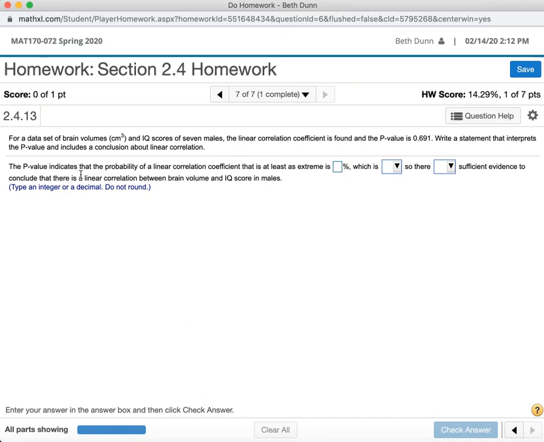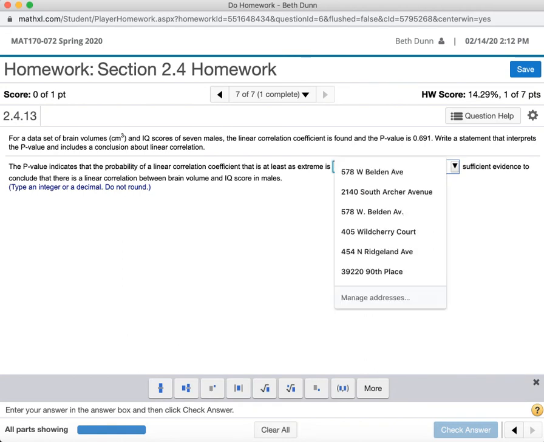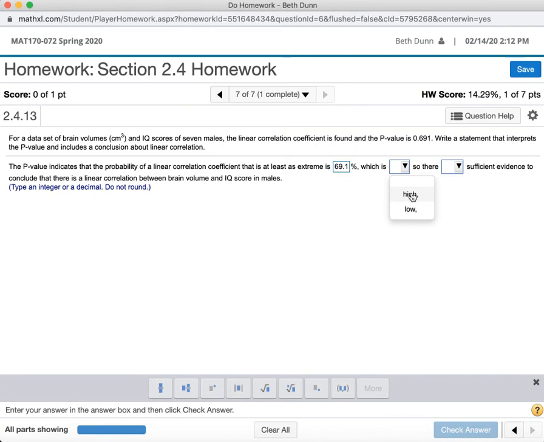So that means the p-value indicates that the probability of a linear correlation coefficient that is at least as extreme is 69.1%, which is high. That's very high. And since that is very high, there is not sufficient evidence to conclude that there is a linear correlation between brain volume and IQ scores. So the rule of thumb is the p-value has to be pretty darn small, like 0.05 or smaller, to indicate that there is sufficient evidence to conclude that there is a linear correlation between brain volume and IQ scores in males.